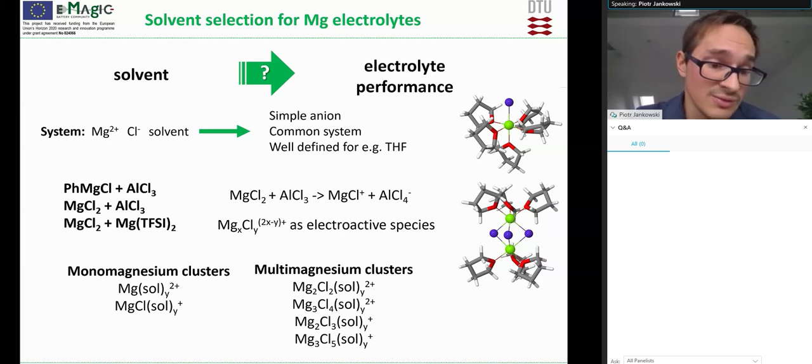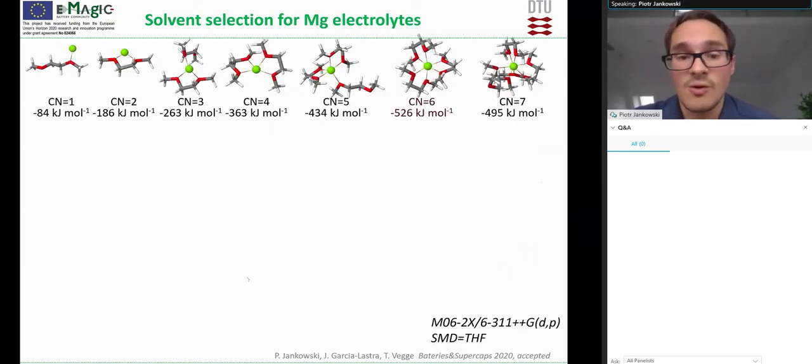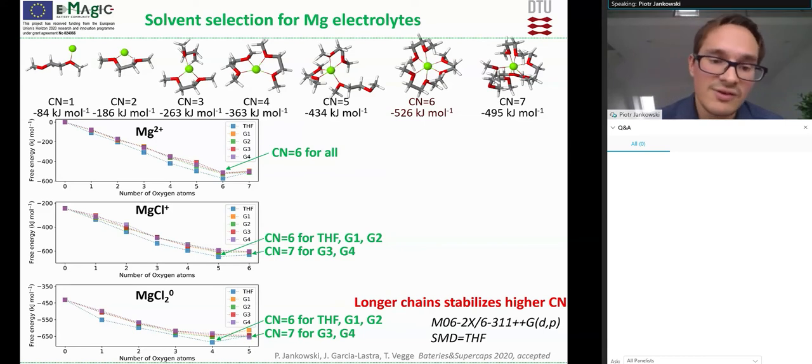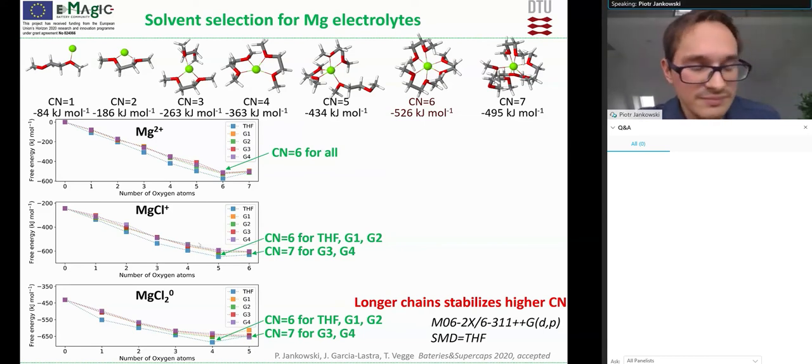Going to monomagnesium clusters is quite easy. These clusters are quite simple. To study them and find out the structure, we just need to look at the energies when we add more oxygen atoms close to the magnesium, and then observe where we see the minimum energy, which represents the most thermodynamically stable state. We can do it for many different solvents and for many different structures with one chlorine and two chlorines. And we can see that for most of them, coordination number 6 is preferred, but for longer glymes, suddenly 7 is also a little more stable.